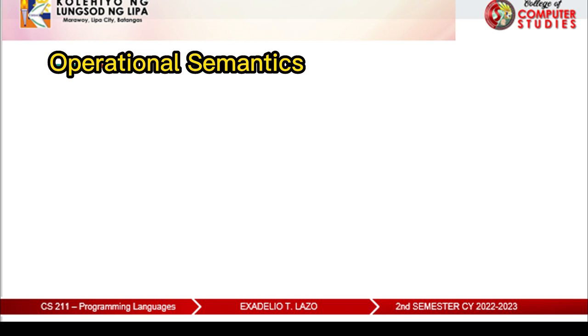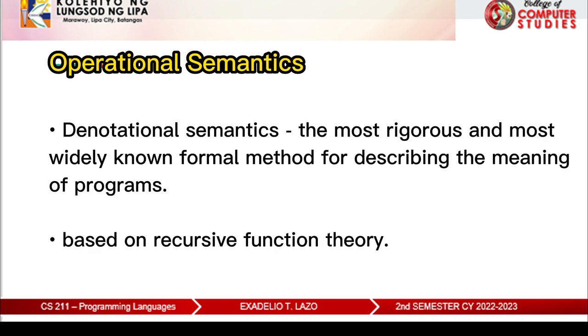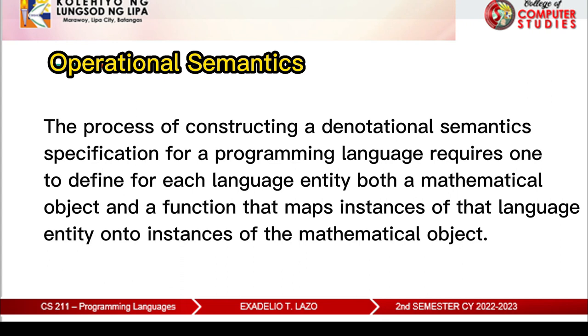Denotational semantics. Denotational semantics is the most rigorous and most widely known formal method for describing the meaning of programs. It is solidly based on recursive function theory. The process of constructing a denotational semantic specification for a programming language requires one to define for each language entity both a mathematical object and a function that maps instances of that language entity onto instances of the mathematical object.